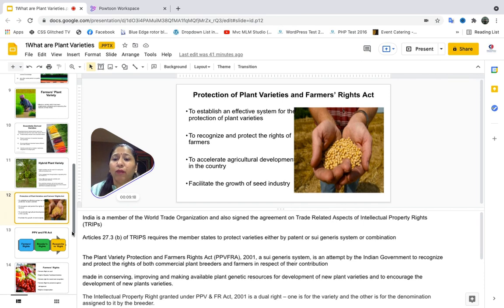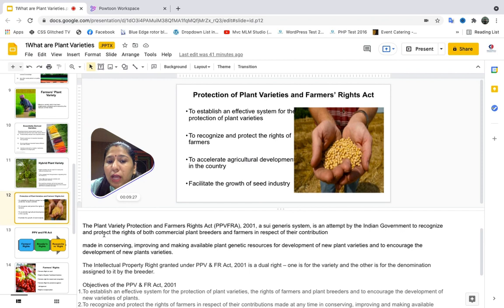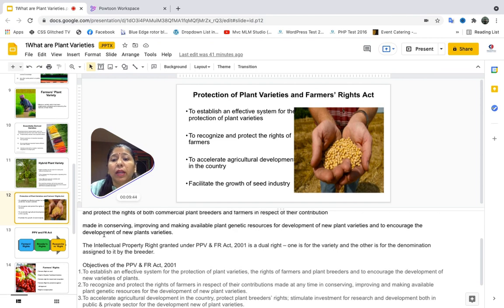So India adopted a sui generis system. It means it adopted a new system for the protection of plant varieties. The Protection of Plant Varieties and Farmers' Rights Act 2001 is the act which governs the protection of plant varieties in India. It is an attempt by the Indian government to recognize and protect the rights of both commercial plant breeders as well as farmers. This has made a considerable improvement in conserving, improving, and making plant genetic resources available to farmers.